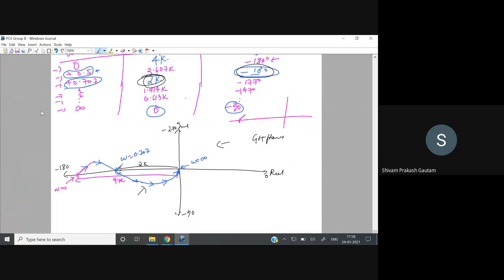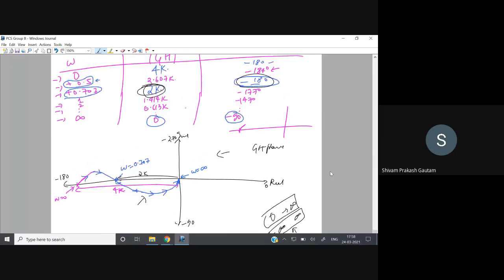In polar plot, what we did, we plotted for frequency 0 to infinite. But in Nyquist plot, we will plot it for frequency of minus infinite to infinite. So it is just an extension of polar plot. Nyquist plot, we will plot from minus infinite to plus infinite. In polar plot, we plot it from 0 to infinite.